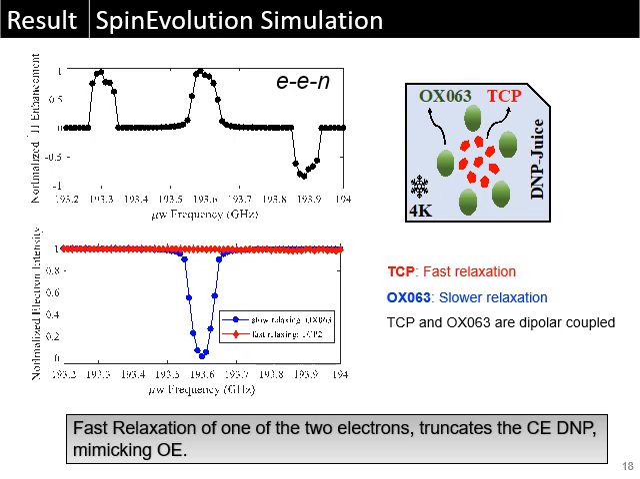Another interesting observation is that TCP itself cannot dissolve in DNP juice. Only with the addition of trital can TCP be dissolved. So we think that maybe TCP is clustered inside the system. That's why the TCP relaxation rate is so fast, and trital is assisting the cluster to dissolve in this case.